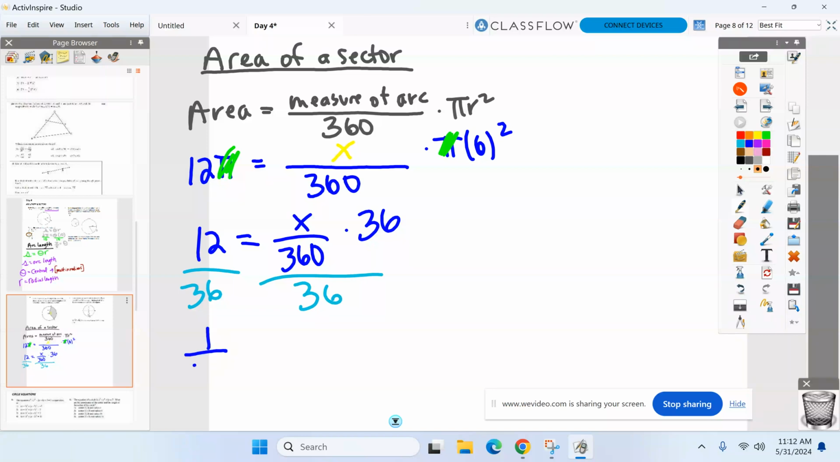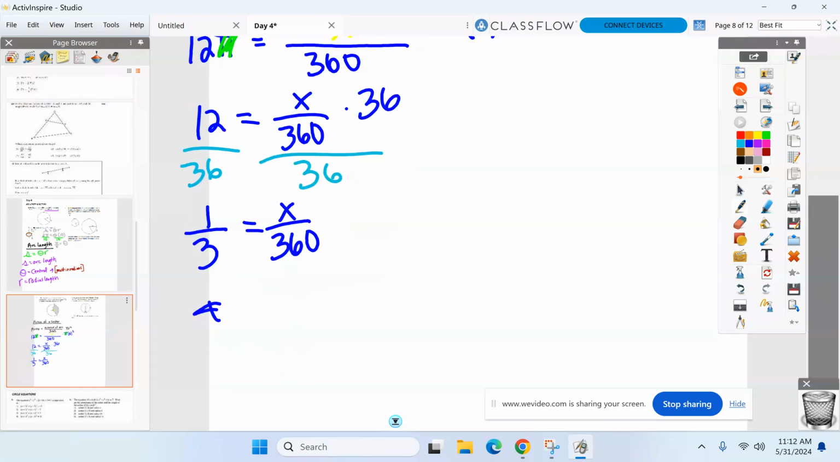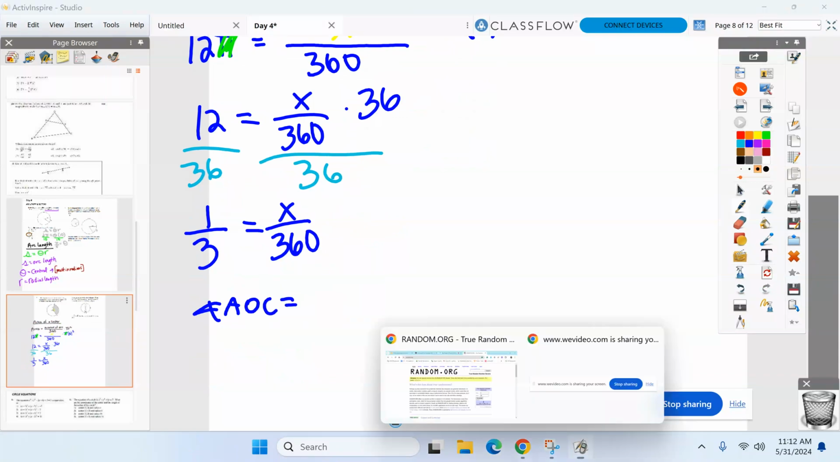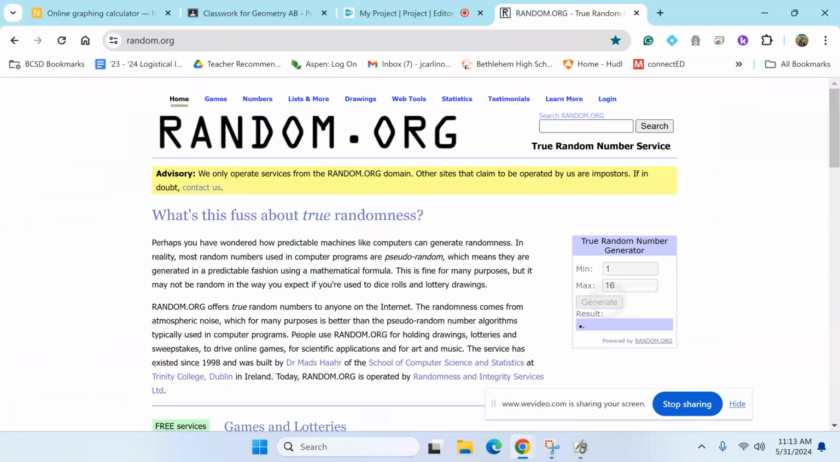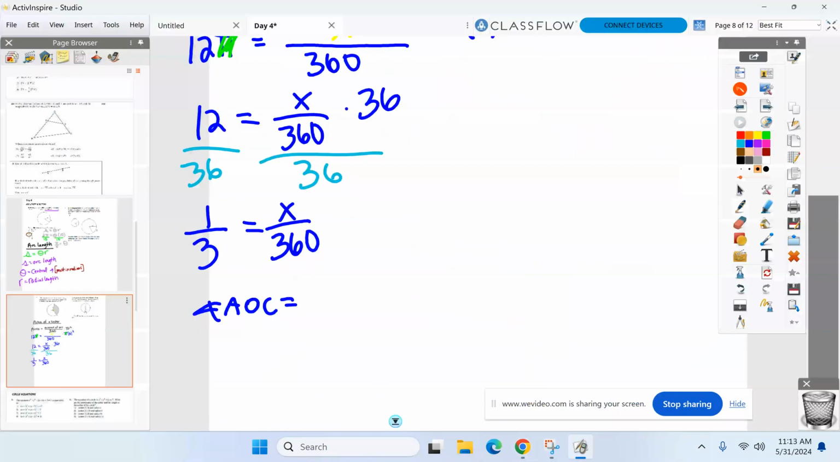So what's that, 1/3? Equals x over 360. I don't care if you multiply by 360 or cross multiply, get after it. So I know what this angle is. And what are we looking at, angle AOC? I did something wrong. Recalculate. We're down to 1/3 equals x over 360.